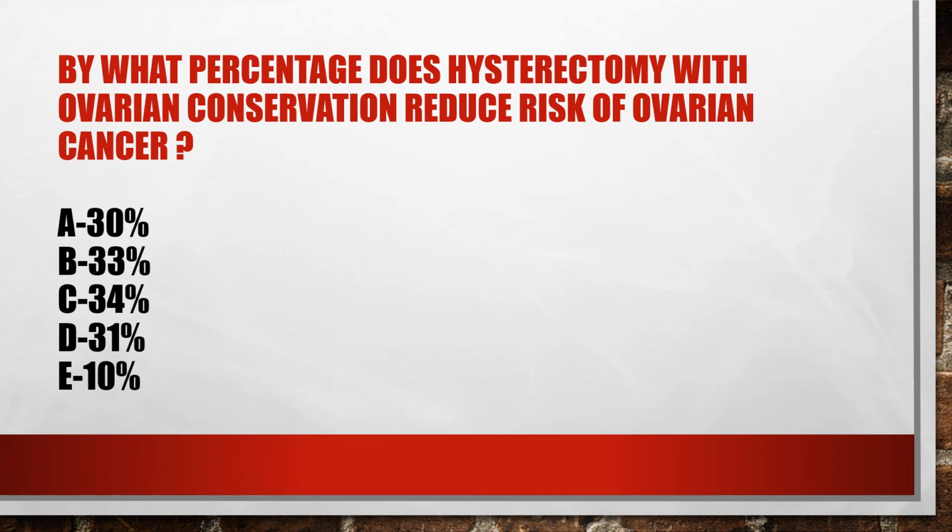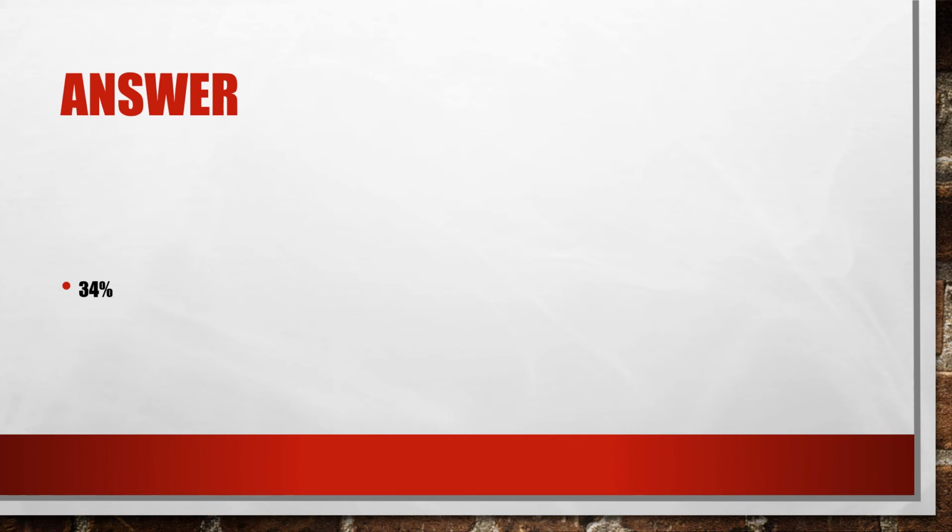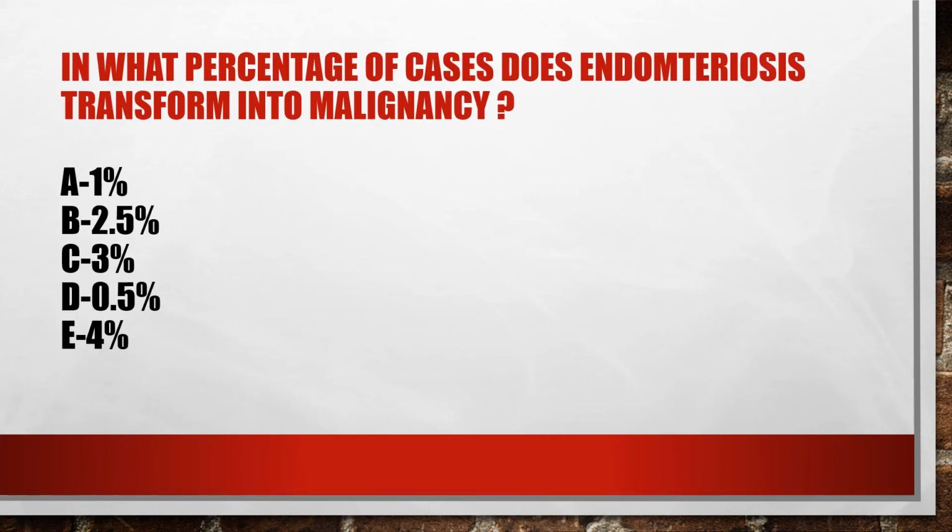By what percentage does hysterectomy with ovarian conservation reduce the risk of ovarian cancer? 30%, 33%, 34%, 31%, or 10%? And the answer is 34%. In what percentage of cases does endometriosis transform into a malignancy? Is it 1%, 2.5%, 3%, 0.5%, or 4%?